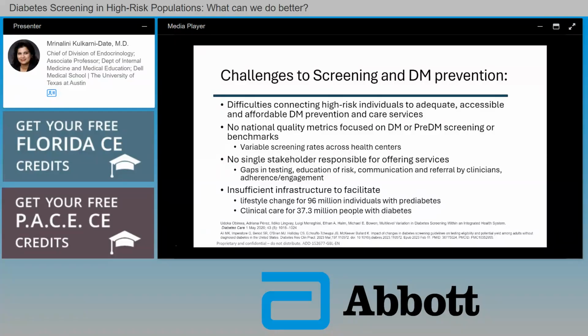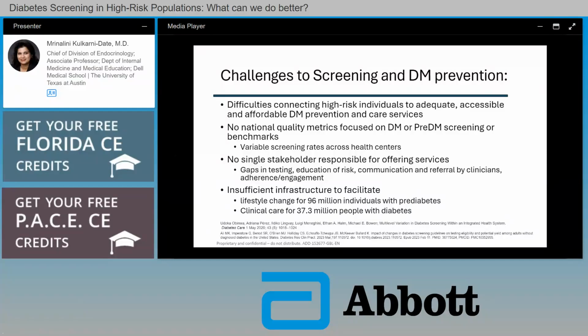Is it a nurse who's doing the screening? Is it a physician doing the screening? There are various levels of pickup there. We don't have any single stakeholder responsible for offering services. So this isn't a governmental responsibility per se. If you have health insurance, what is your health insurance doing to make sure that services are being provided? We have gaps in testing.